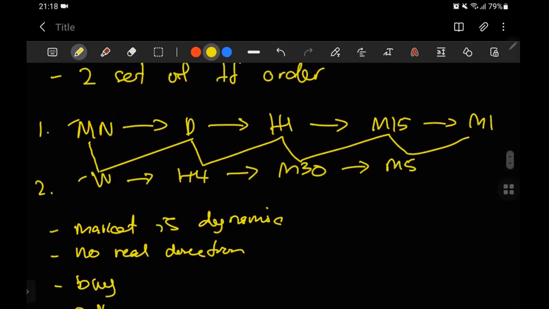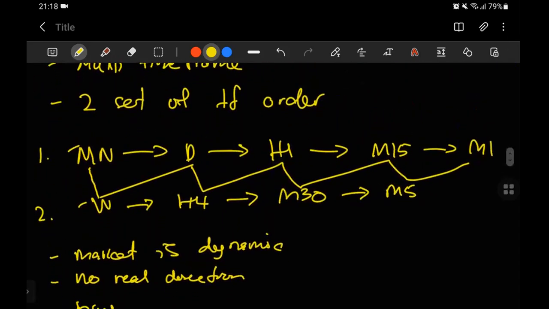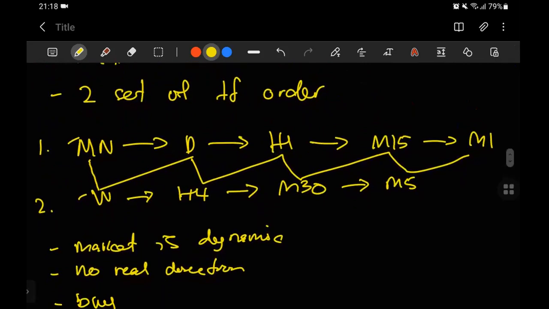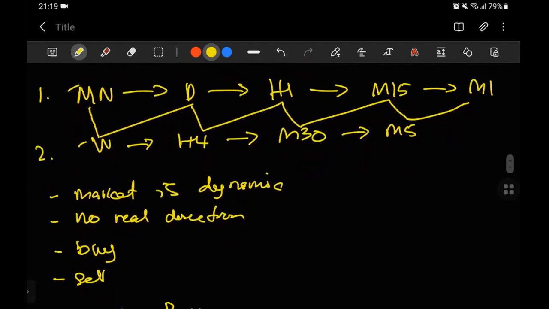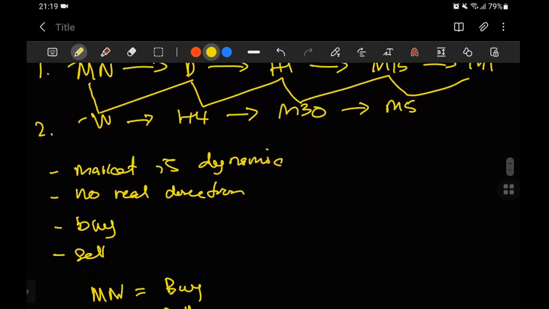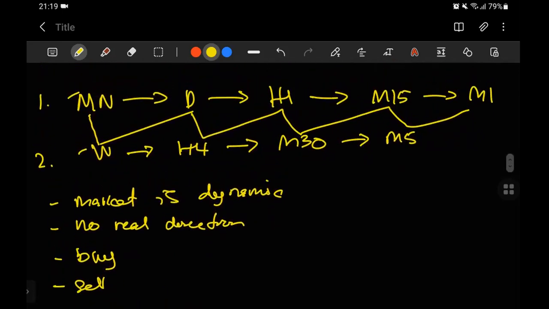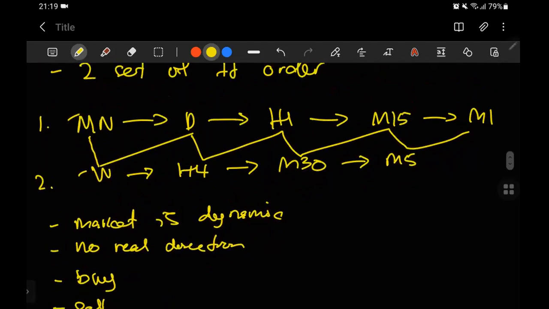So untuk multi time frame, kita ada dua set of time frame order. Set pertama, monthly, daily, H1, M15, M1. Set kedua, weekly, H4, M30, M5. So market ni dia dynamic, kita tak ada real direction. Direction hanya wujud waktu kita nak cari setup. So kita akan ada buy dan sell di dalam market. So let's say monthly adalah buy, weekly automatic akan jadi sell. So kalau ini buy, ini sell, ini buy, dan dia akan drop macam ni, flow dia macam tu je.